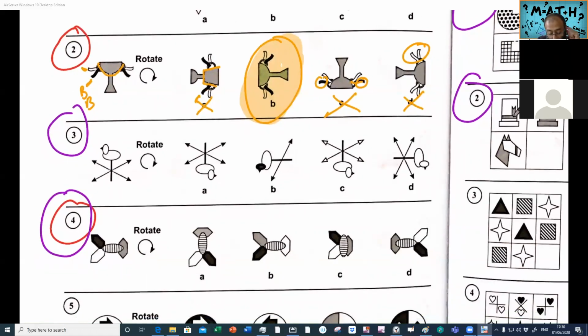Question number 3. Again, we're rotating the shape, we're turning it around and around the garden, as they say. Now, B is just the wrong shape. C is the wrong shape because it's got white arrowheads and we're supposed to have black arrowheads. So those two are wrong straight away. Now it's going to be either D or A. And the best way to find that out is if you just straighten them out.